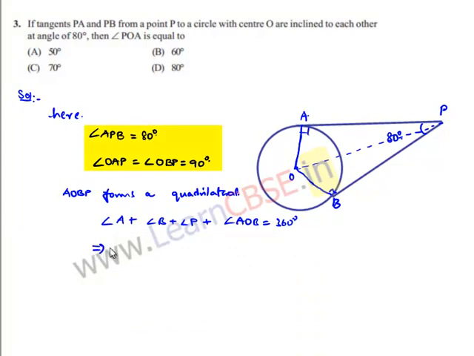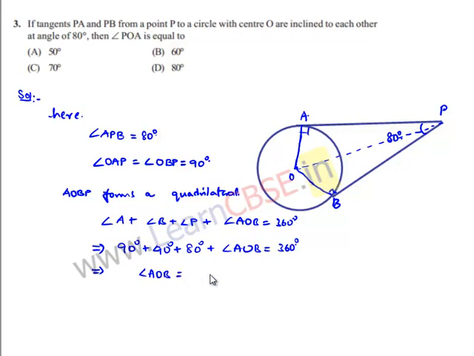That implies angle A here is 90 degrees plus angle B here is also 90 degrees plus angle P here is 80 degrees plus angle AOB is equal to 360 degrees, which implies 90 degrees plus 90 degrees is 180 degrees. 180 degrees plus 80 degrees is 260 degrees plus angle AOB is equal to 360 degrees, which implies angle AOB is equal to 360 degrees minus 260 degrees, which is nothing but 100 degrees.